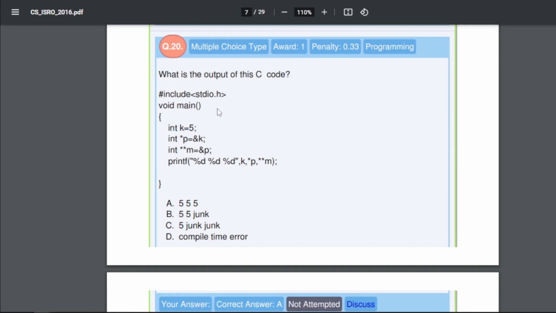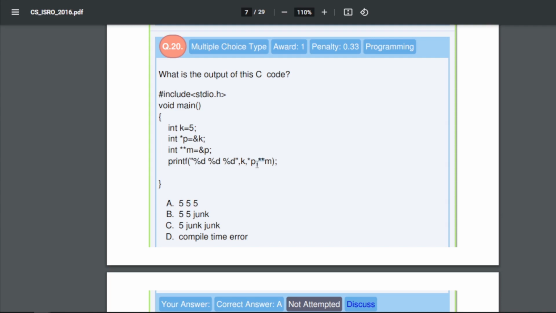You can just hit and try, or run the program quickly. Let's say we have K equals 5. Now P contains the address of K and M contains the address of P, where M is our double pointer and P is our pointer. What is the value of K? The value of K is 5. And it is asking for the value at P. Value at P means the value at the address of K. So at the address of K we have 5 again, so this will print 5 again.